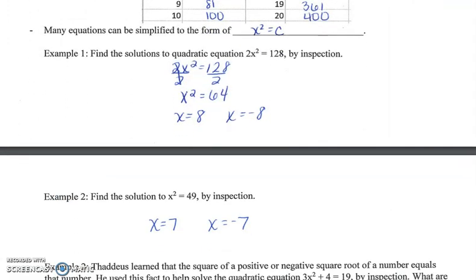Okay, find the solution to x squared equals 49 by inspection. You can look at that. What gets you 49? Well, 7 times 7. So your answers are x equals 7 and x equals negative 7.